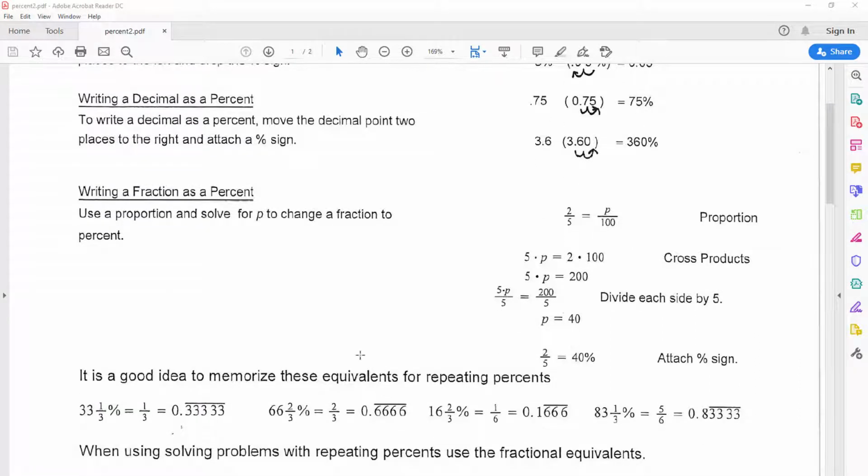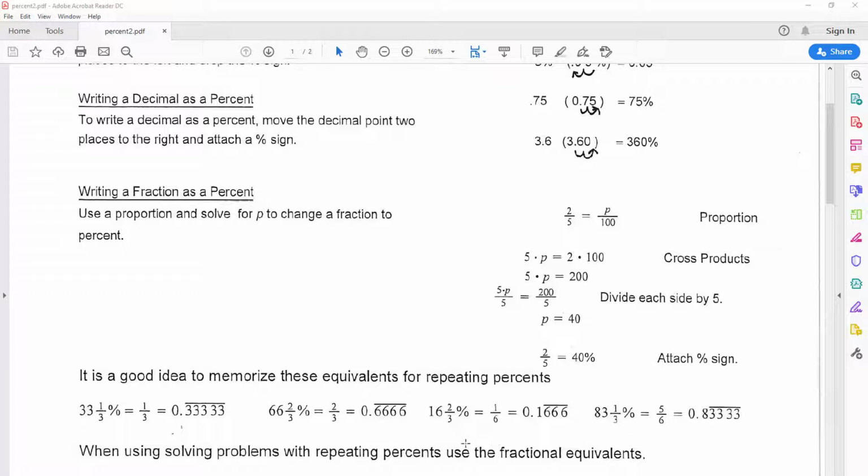Now, not every fraction is going to be as pretty as that. In a lot of cases, it's a good idea to memorize certain repeating percents. 33 and a third percent is the same thing as 1/3. 66 and 2/3 percent is the same thing as 2/3. It's easier to go ahead and memorize these fractions. 33 and a third percent is the same thing as 1/3. 16 and 2/3 percent is the same thing as 1/6.